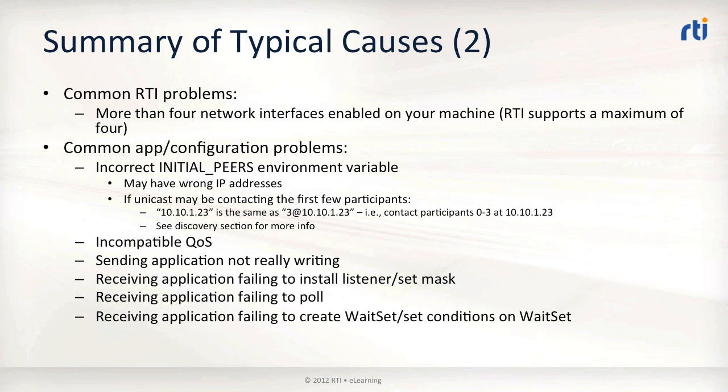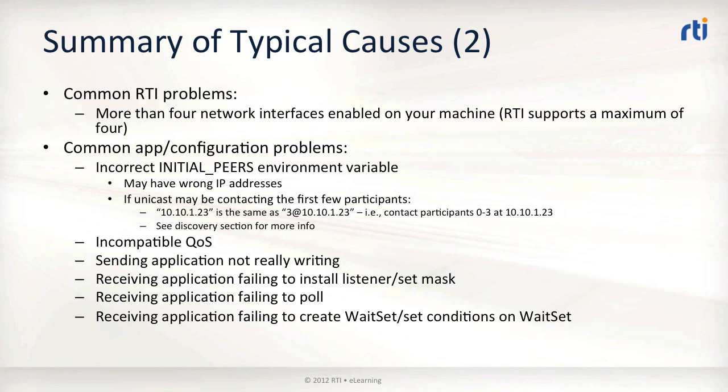A few other typical problems include a sending application not actually writing data. That can happen sometimes. And you can isolate this problem by testing with SPI and RTI DDS ping, actually, to see if other applications are able to write data or not. Other typical problems also include the receiving application not actually installing a listener or setting the mask incorrectly so that the listener does not get notified of events.